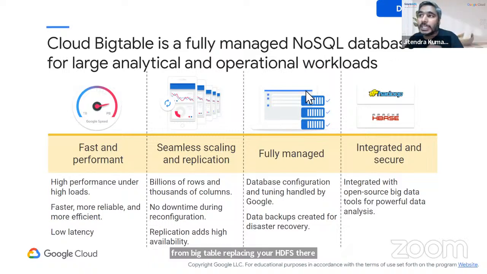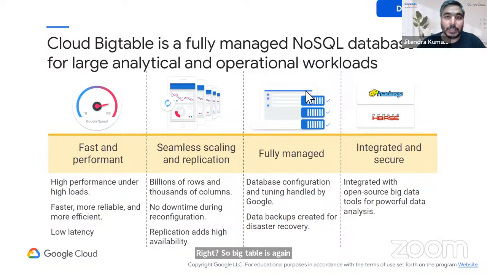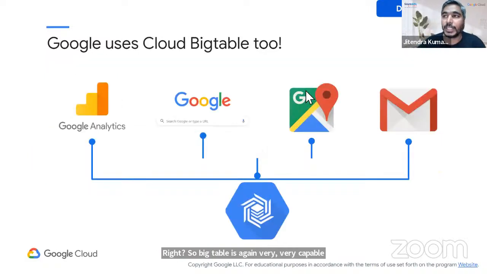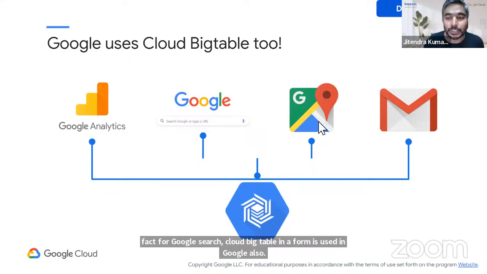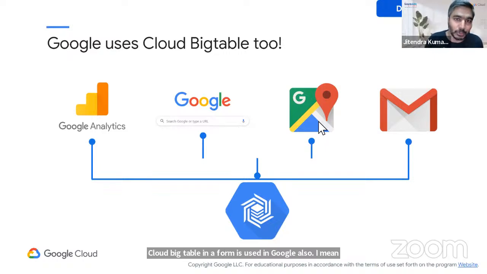So Bigtable is again a very capable, performant service for certain use cases when it comes to databases. And of course, when it comes to Google Analytics, when it comes to Google Maps, in fact, for Google Search, Cloud Bigtable in a form is used in Google also, right? I mean, this is also our go-to solution within Google Cloud, within Google, right? So you can understand how scalable it is.